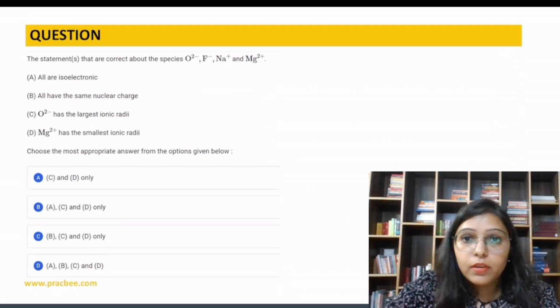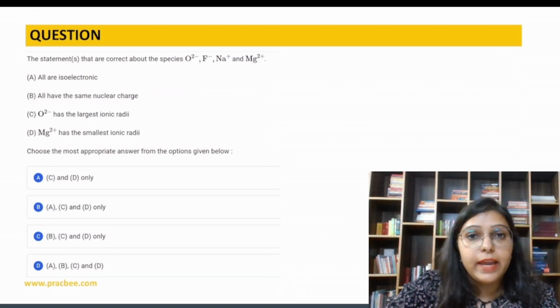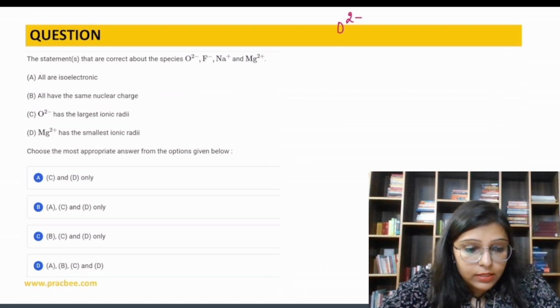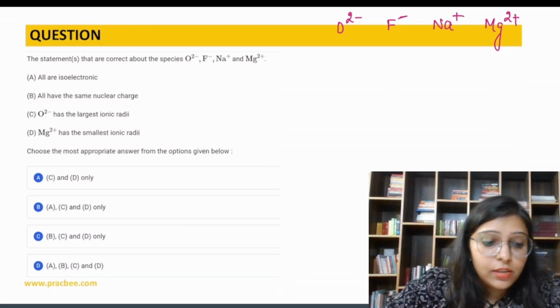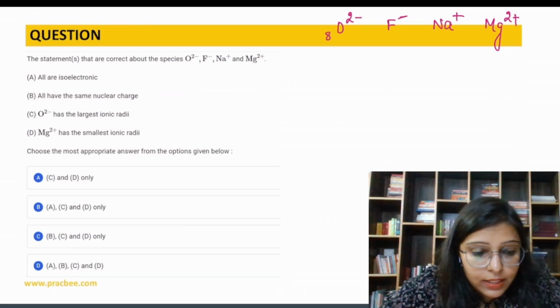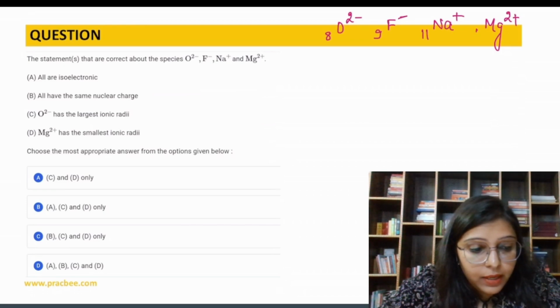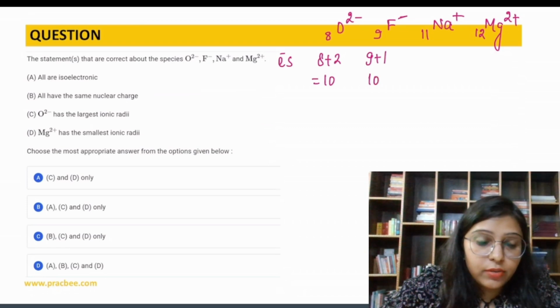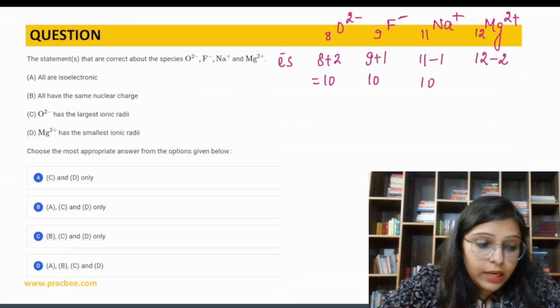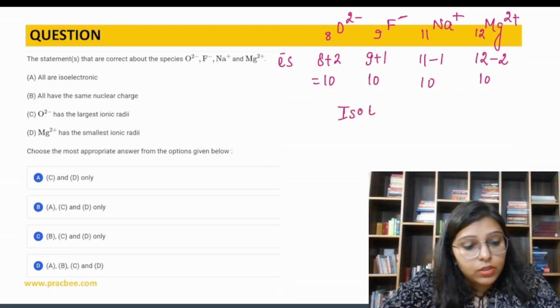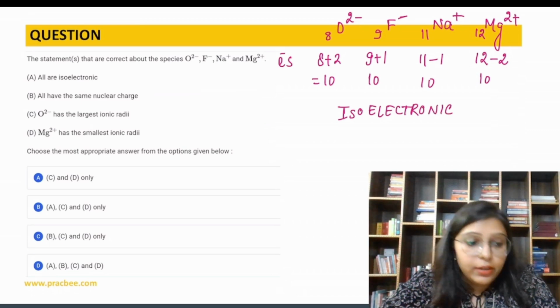The statements that are correct about the species O2 minus, F minus, Na plus and Mg2 plus. If we see the species, oxygen atomic number is 8, fluorine 9, sodium 11 and magnesium 12. Now let's talk about the electrons. So 8 plus 2, 10. Here 9 plus 1, 10, because one negative charge means one extra electron. Here total electrons should be 11, but we have one positive charge, so 11 minus 1, 10. Total electrons are 12, but we have two positive charge, so 12 minus 2 equals 10. It means these are isoelectronic species. Isoelectronic species means same number of electrons.